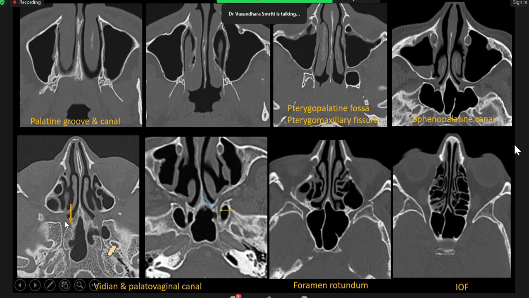There are three openings in the posterior wall. The first opening, which is straight like this, is the Vidian canal, which will go up to the foramen lacerum. There is another opening over here, that is the palatovaginal canal, which will form a V shape with the Vidian, and more superiorly, we will find a foramen rotundum. Okay. These are the openings of the pterygopalatine fossa and its boundaries.